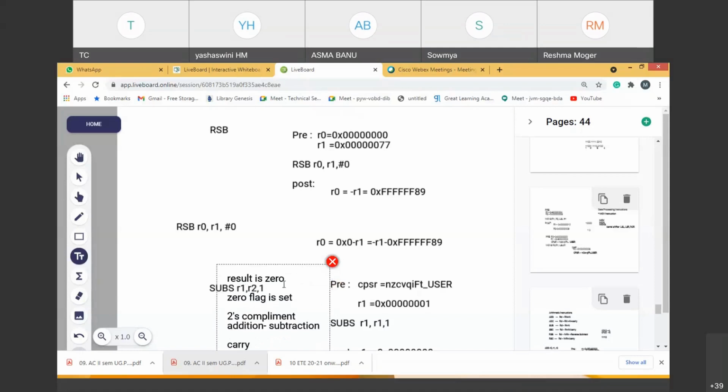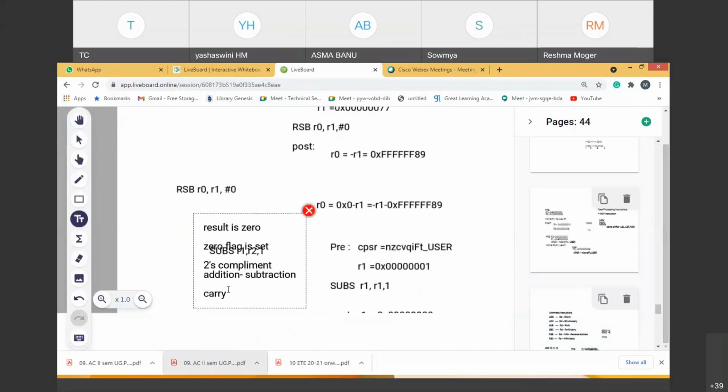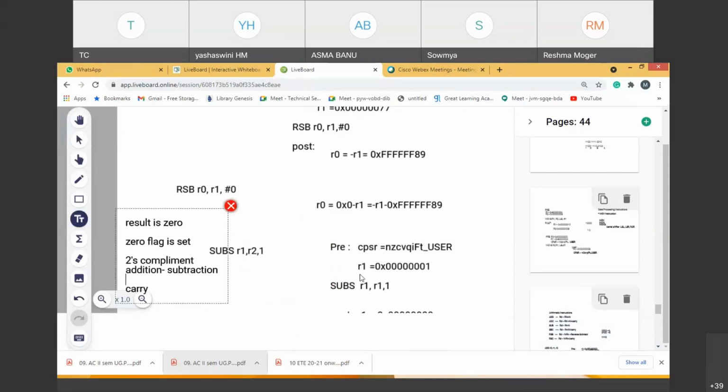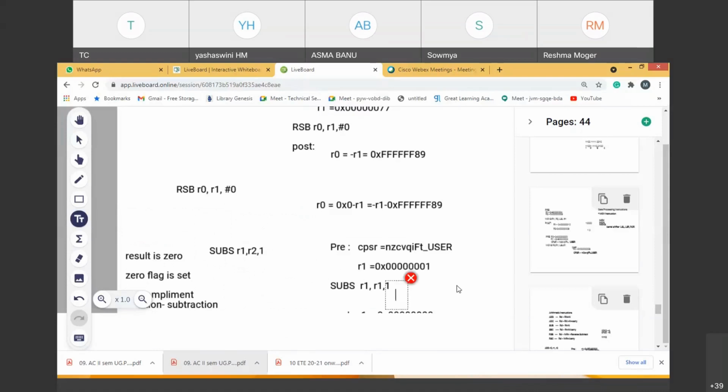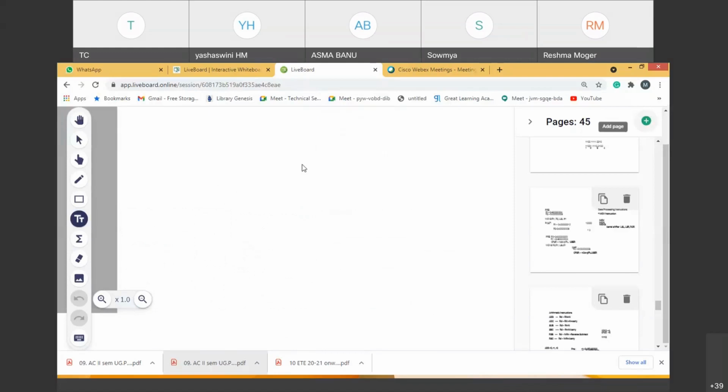This indicates that the post value is 0. That's it. That is what I have shown, in the return statement itself. What is that? R1 will get. So this is about addition, subtraction with carry, without carry, and with S flag.